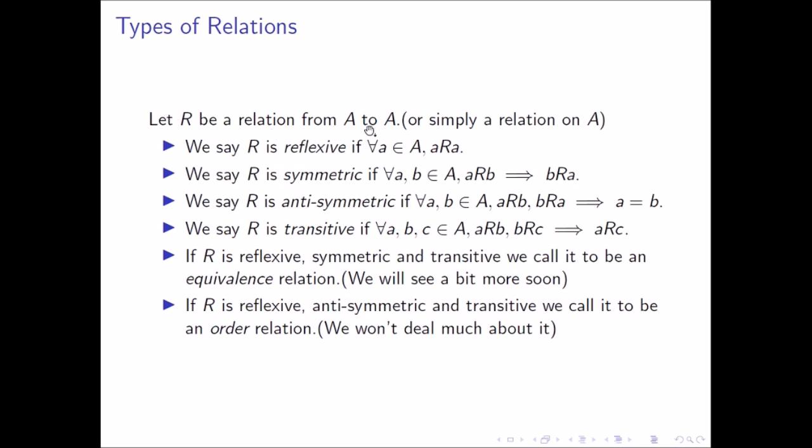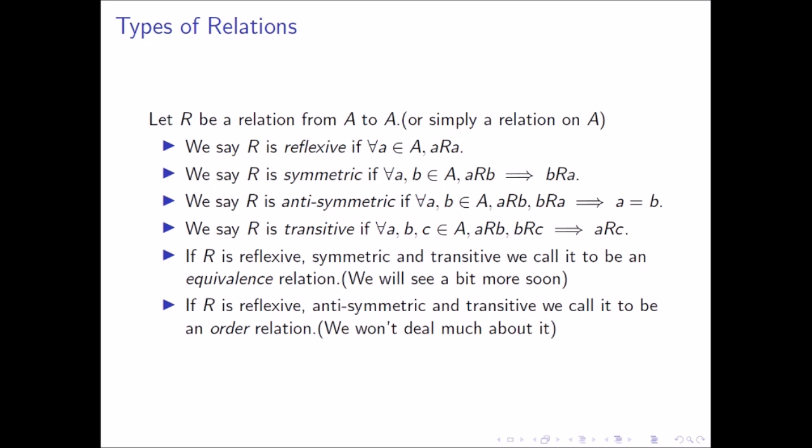Let R be a relation from A to A, or simply we shall call it a relation on A. We say R is reflexive if for all a belonging to A, aRa. That means (a, a) belongs to our relation R. We call R symmetric if aRb implies bRa. It's obvious. That means aRb and bRa, the truth value, is the same. So (a, b) belongs to R if and only if (b, a) belongs to R.